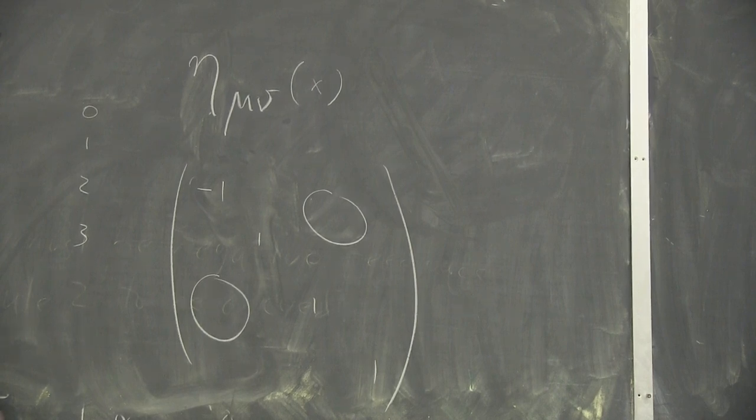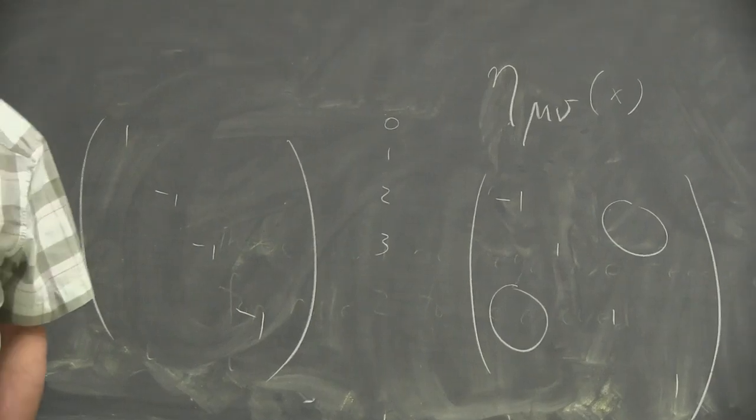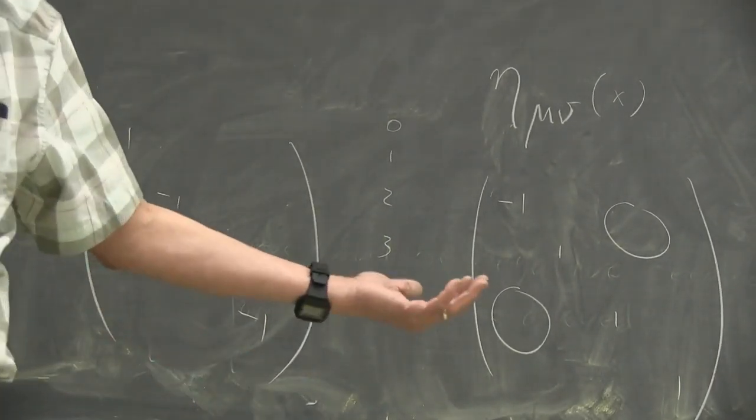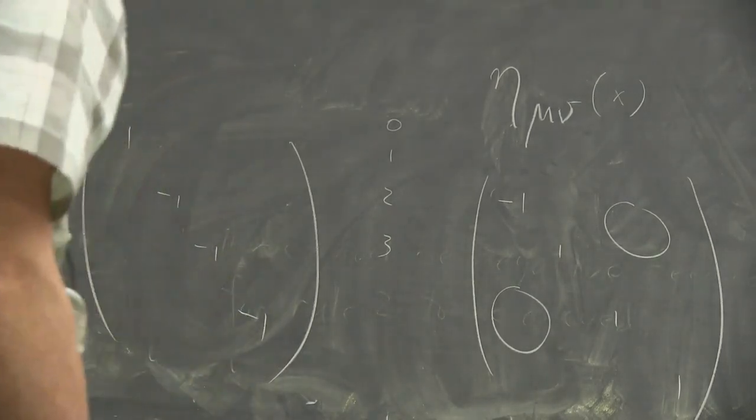Now, there's another possibility to write this, and that is to use the values +1 and -1, -1, -1 for the spatial dimensions also. It turns out it's exactly the same thing. There's just a difference in sign, okay? It's just a difference in sign.